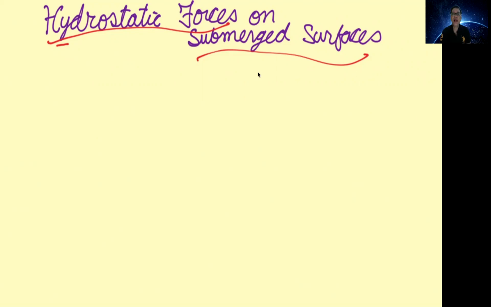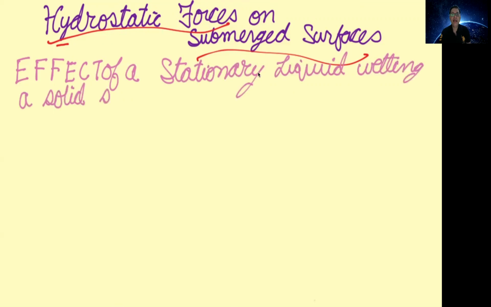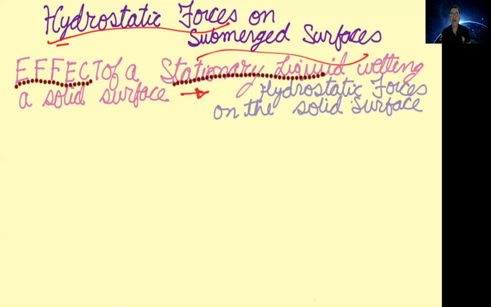When we consider the interaction of a liquid with a solid surface, we call it hydrostatic. When a gas interacts with a solid surface, we call it aerostatic. So here we are considering the stationary fluid interacting with a solid, and that's why we are calling the force which is generated a hydrostatic force. So the effect of the stationary fluid which is wetting a solid surface is the hydrostatic force on the solid surface.